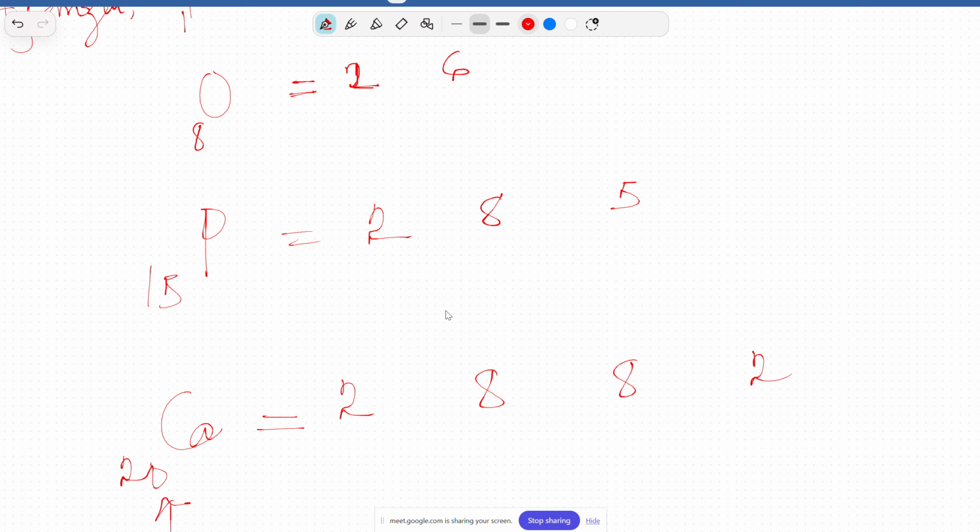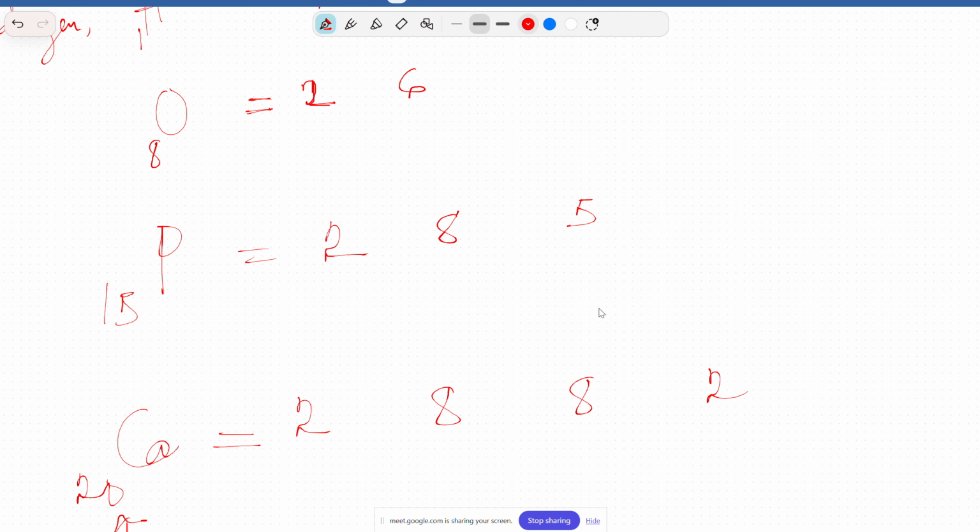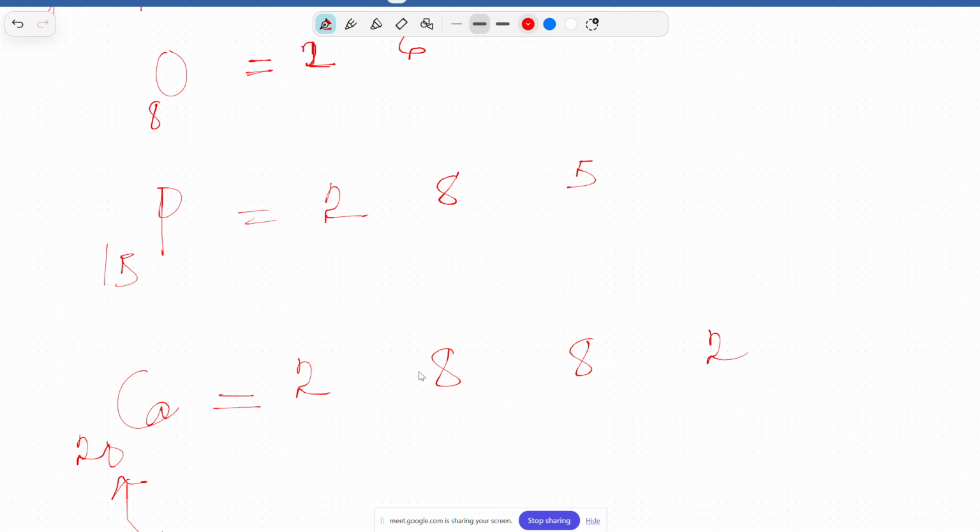So 2 8 8 2. That is K, L, M. This is the K shell. This is the L shell. These two here are still within the M shell, okay? Because maximum of M is 18, but you have 10 there, so that's for that.